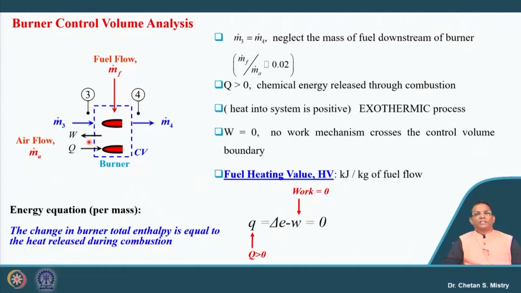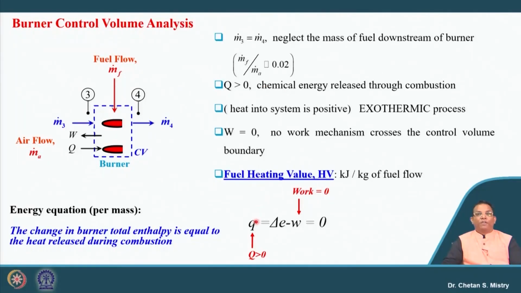Here in this case, we can say this represents my cross of boundary for work and heat. So, let us try to analyze what it says. For ideal condition, we can assume this M3 dot and M4 dot are both the same, if we consider my air fuel ratio to be small. Here in this case, there is a chemical reaction happening because of combustion, and that is the reason why my Q is not constant or it is not 0. So, my Q is greater than zero, which represents an exothermic process. There is no work mechanism crossing the control volume boundary.